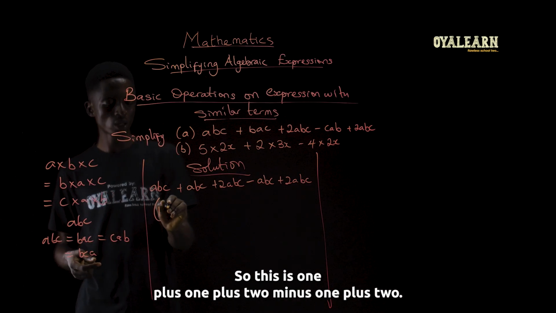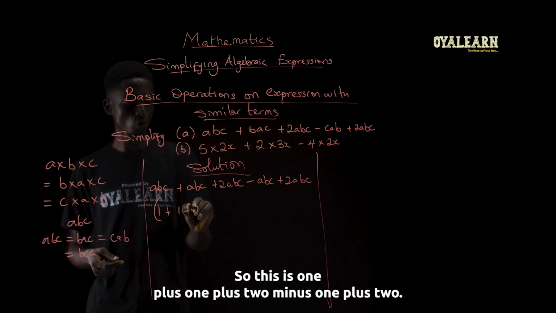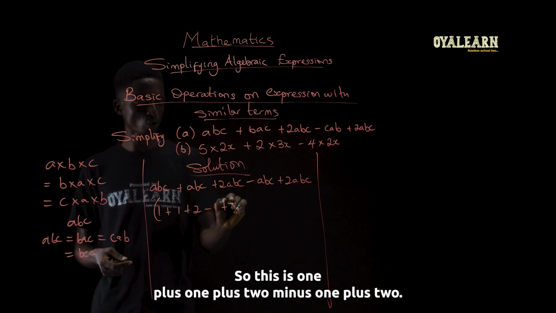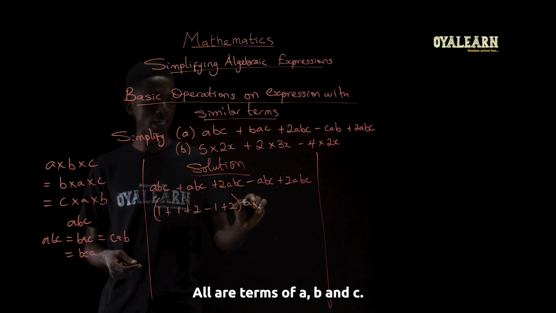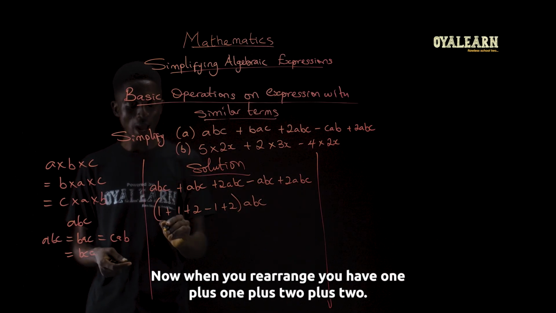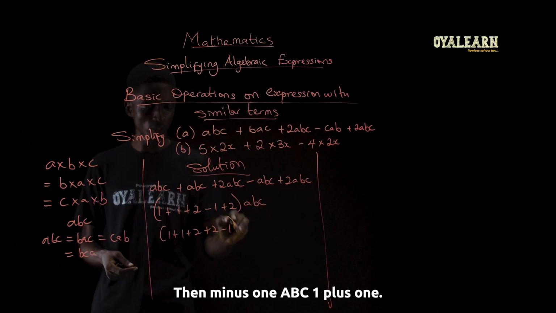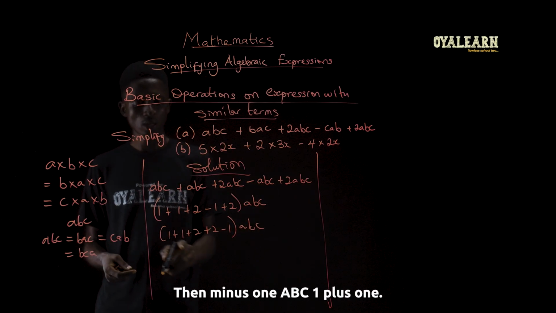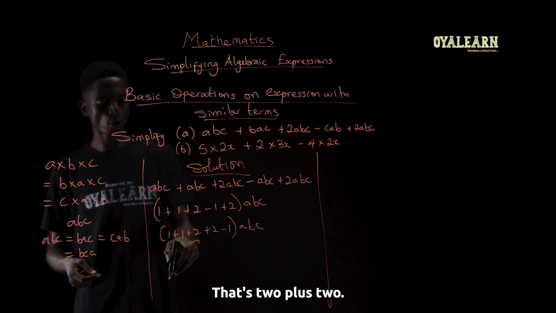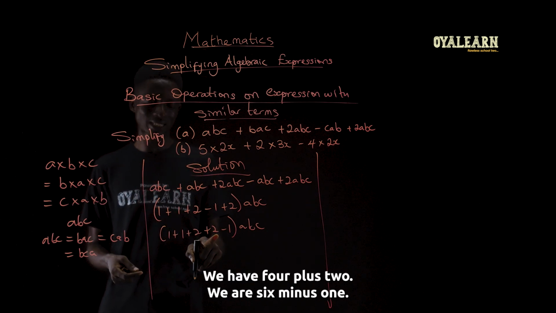And of course, we're going to rearrange them when we write the coefficients. So this is 1 plus 1 plus 2 minus 1 plus 2. All are terms of A, B, and C. Now, when you rearrange, you have 1 plus 1 plus 2 plus 2, then minus 1, ABC. 1 plus 1, that's 2. Plus 2, we have 4. Plus 2, we have 6.